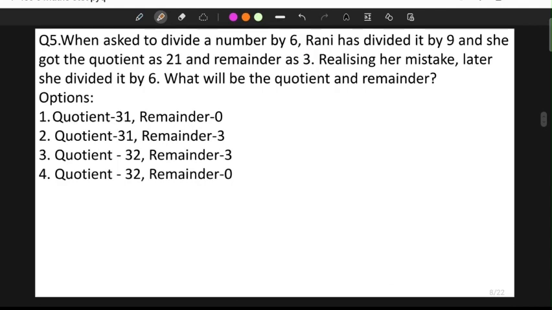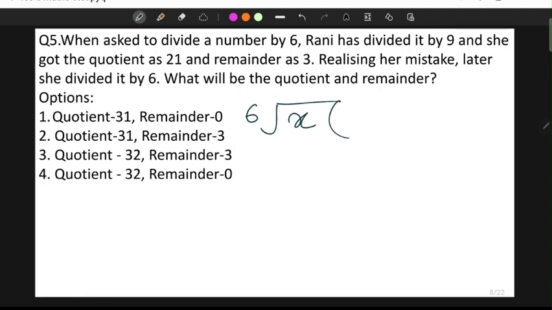When asked to divide by a number 6, Rani has divided the number by 9, and she got the quotient 21 and the remainder 3. Realizing her mistake later, she divided the number again by 6. So what is the question and the remainder they have asked us? Try to understand. They have not given a number, but they have told us that Rani has divided the number by 6.